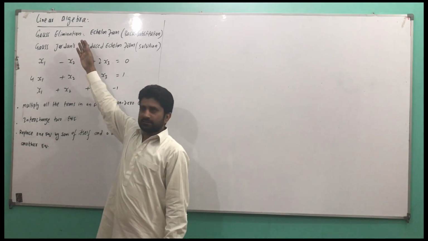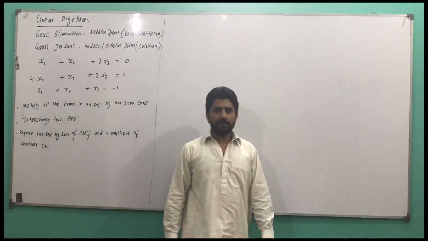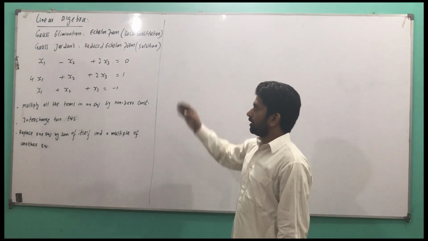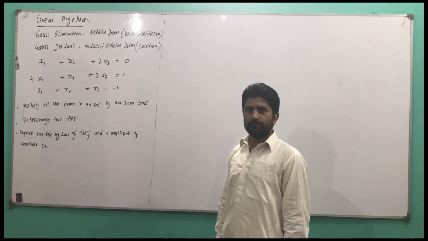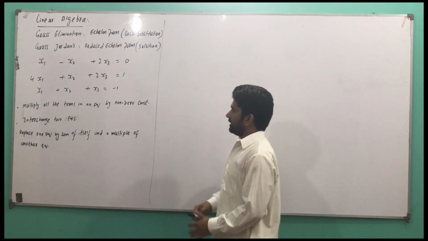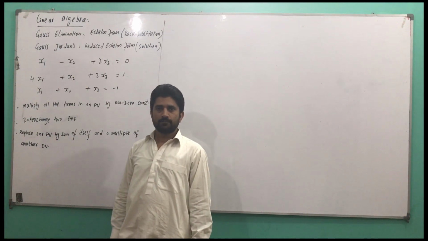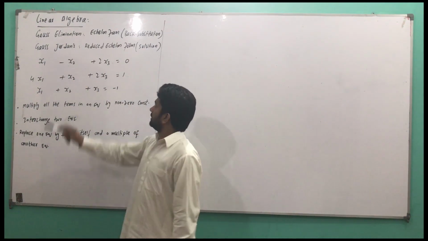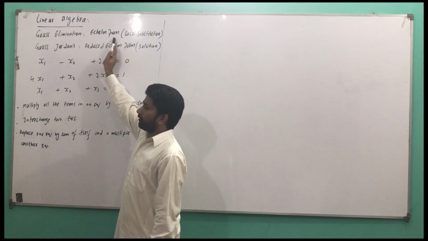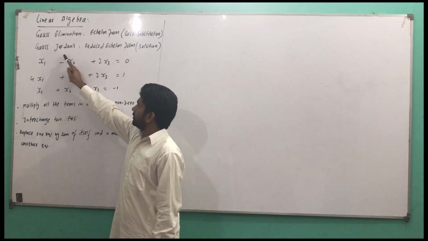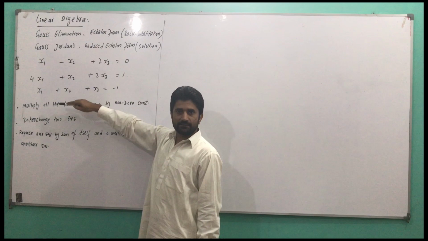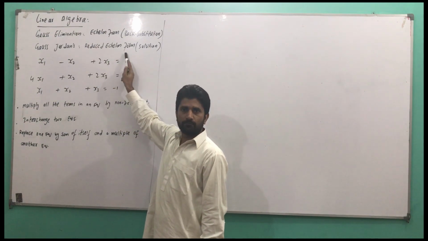Today we are going to discuss linear algebra, and the topic today is Gauss elimination and the Gauss-Jordan method. First, I will explain what we will do in the Gauss elimination method. In Gauss elimination, you convert the matrix to echelon form, whereas in Gauss-Jordan you convert the matrix to reduced echelon form.